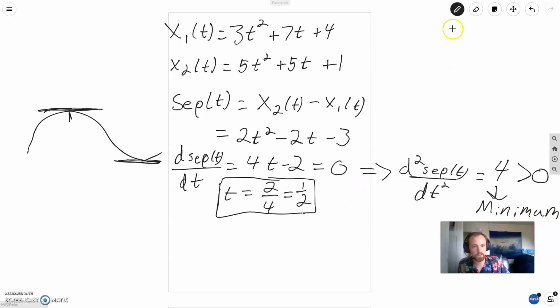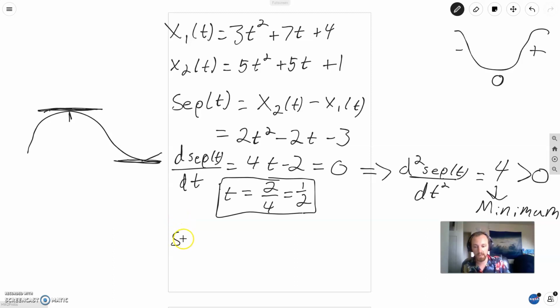Okay, and that kind of makes sense. Here's what a minimum looks like. Here the slope is negative, here it's 0, here it's positive. So in this location, the slope is increasing. Therefore, the second derivative of the curve is positive. So that's what a minimum looks like. And you can do the opposite thing for a maximum.